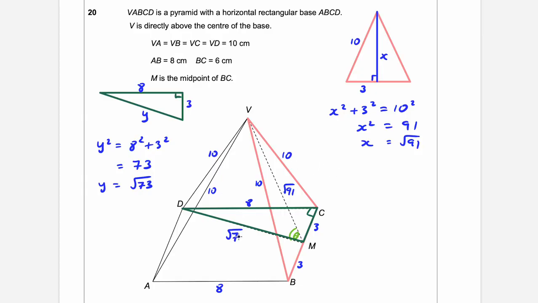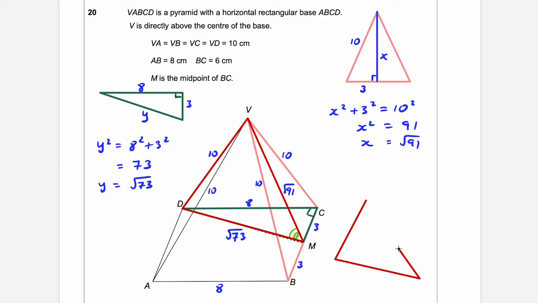Sorry, root 73. Okay, now we have a situation where we know this length here. So I'm just looking at that angle, right? I know this length here, it's root 73. I know this length, it's root 91 that we calculated. And I know this length is 10, it's given. So I have a triangle, let's just draw it here. A triangle, not right angled, but I know 3 sides.